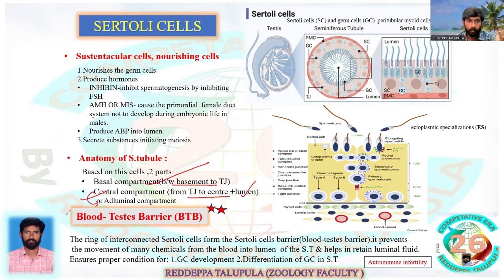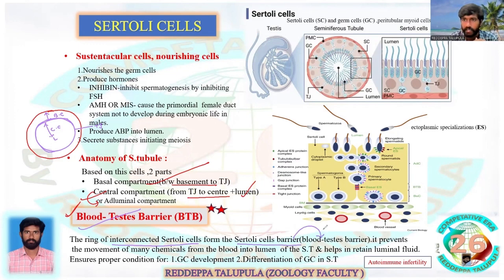Now, BTB, that means blood testis barrier. Just now I said that this is the seminiferous tubule. It has the tight junctions. The region between the tight junction and the basement membrane is the basal compartment, and from the tight junction inside up to the lumen is the central compartment. The tight junctions from one Sertoli cell to another Sertoli cell collectively form a barrier. That barrier is known as the blood testis barrier. See here, the ring of interconnected Sertoli cells forms the Sertoli cell barrier, nothing but the blood testis barrier.